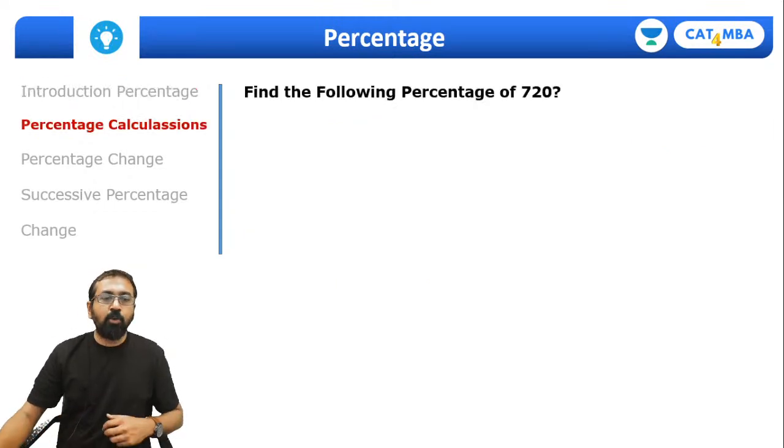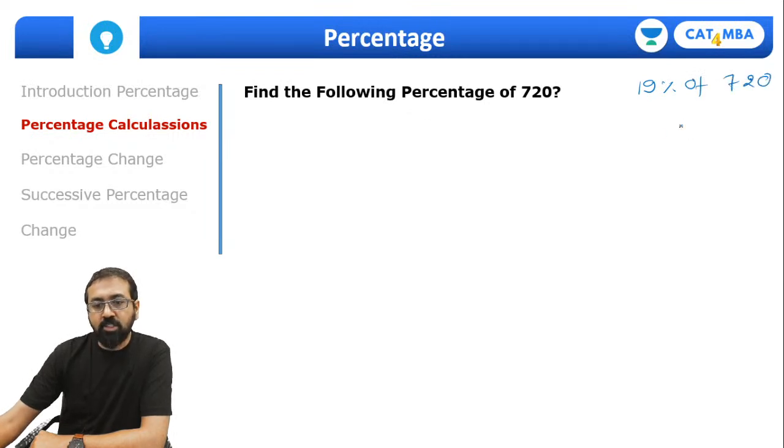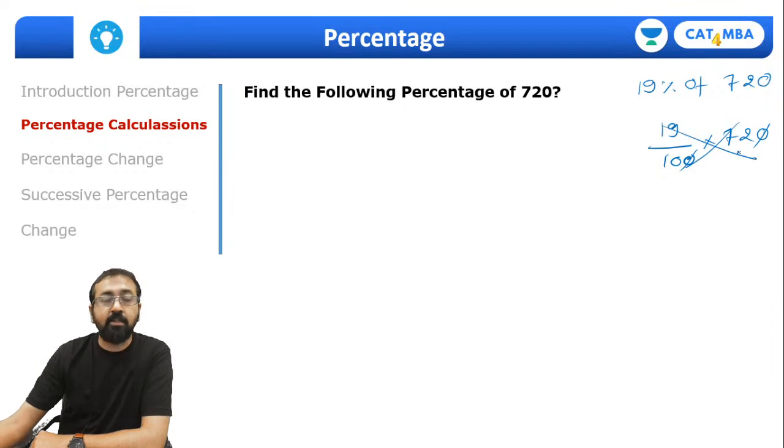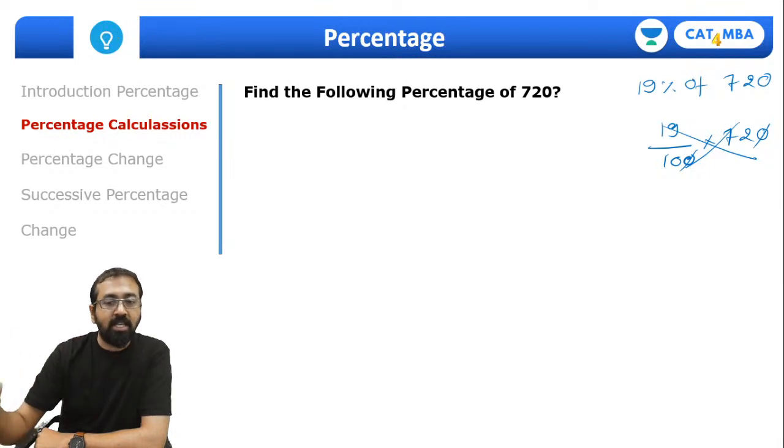So let's quickly look at how to calculate percentages. So guys, if I ask you this question, what is 19% of 720? Most of the students do it this way, 19 upon 100 into 720, and then they cancel off the factor and solve it. But this is not the correct method if you wish to get a good score in this entrance exam. So we will see how to quickly calculate this.